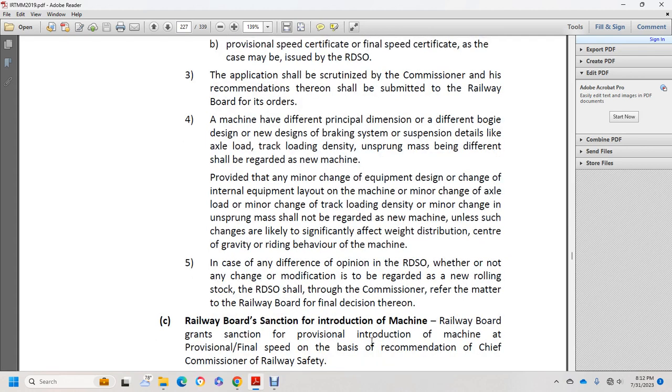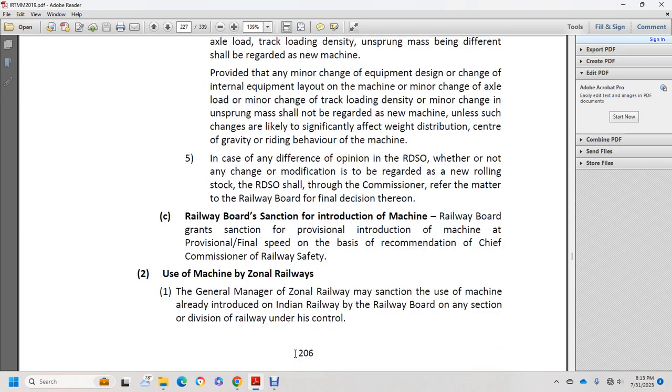Key to the difference between the opinion of the RDSO, whether or not any change of the modification will go with the new rolling stock of the RDSO shall through the commission refer to the matter of the railway board final decision thereon. Railway board sanction for the introduction machine. Railway board grant sanction provisional instruction introduction machine at provisional final speed basis. Recommendation chief of the commissioner of the railway safety.